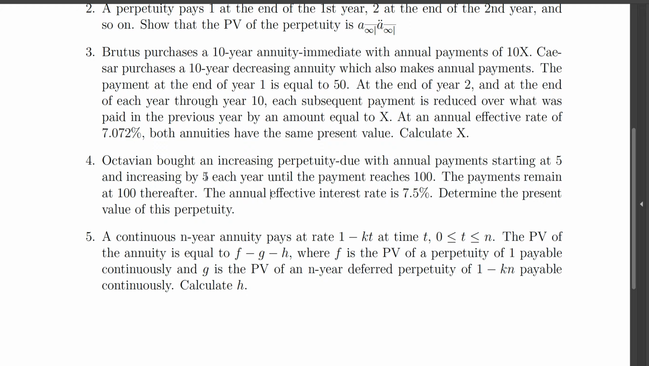For this question, we start off receiving $5 per year, and then it keeps increasing until it reaches 100, and then the payment remains at 100 forever. And then at this interest rate, we need to find the present value.